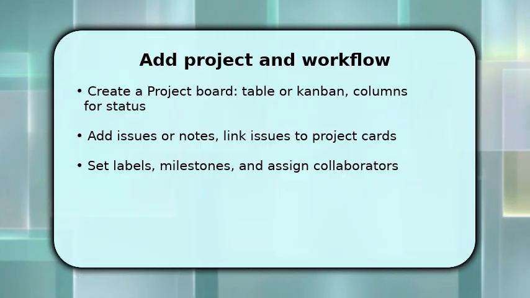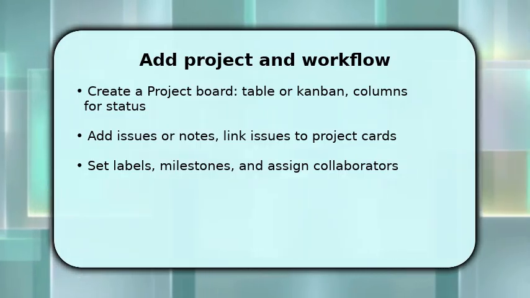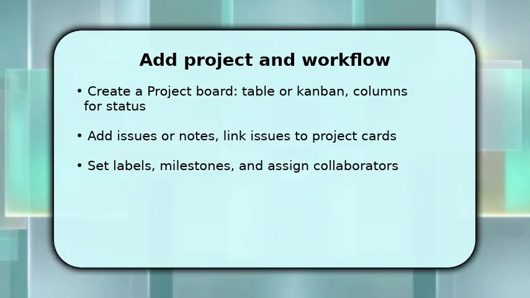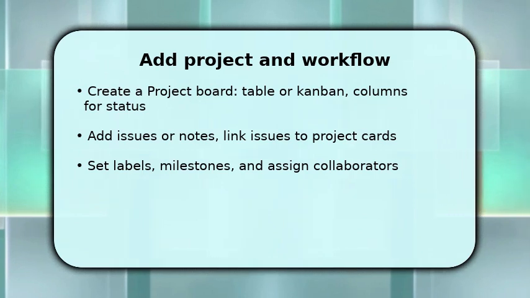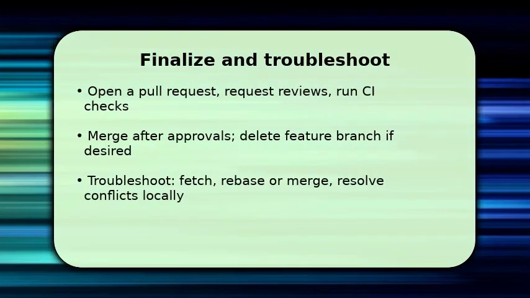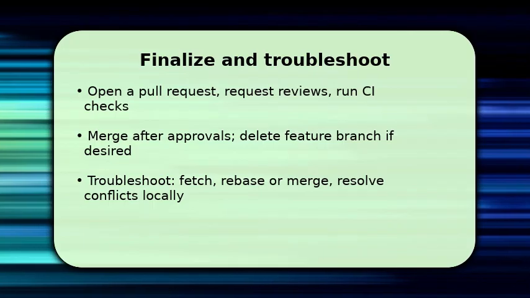Finally, push a branch for a feature and reference the issue in your commit message to close it automatically when merged. To finish, open a pull request describing changes and link related issues or project cards. Request reviews and ensure CI passes before merging. Once approved, merge into main and optionally delete the feature branch to keep the repo tidy.